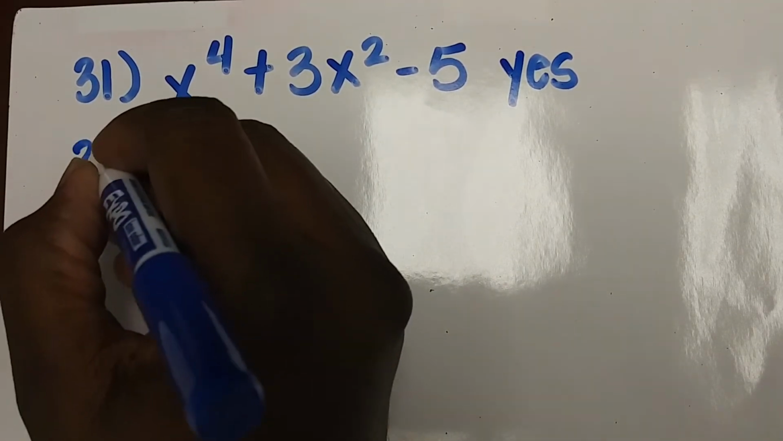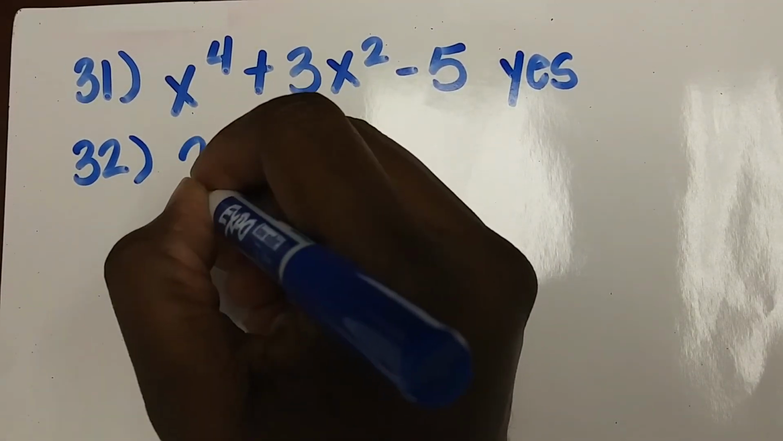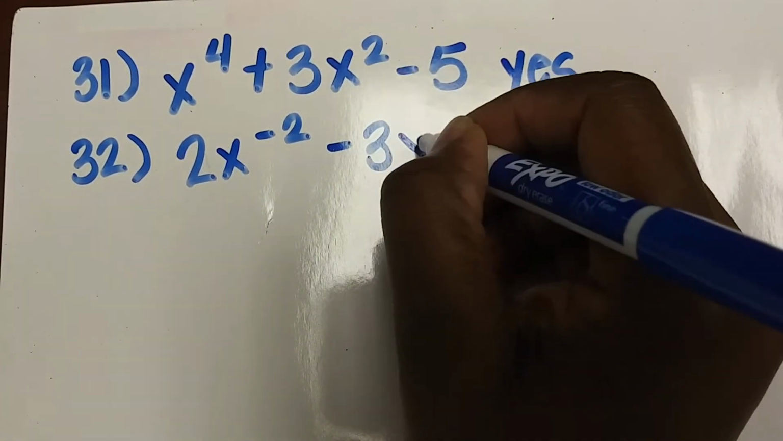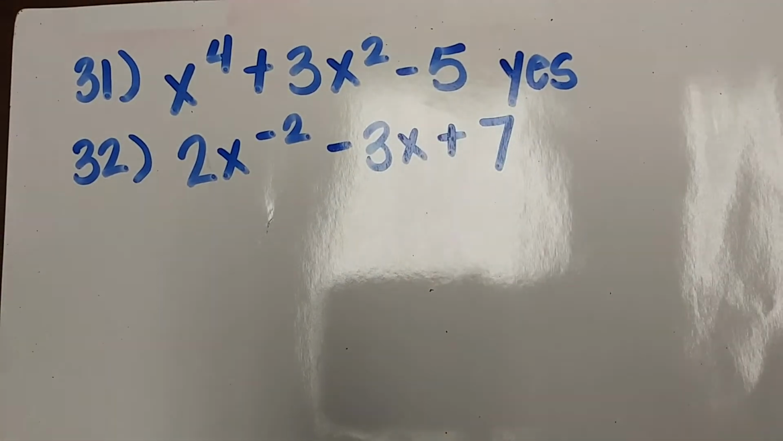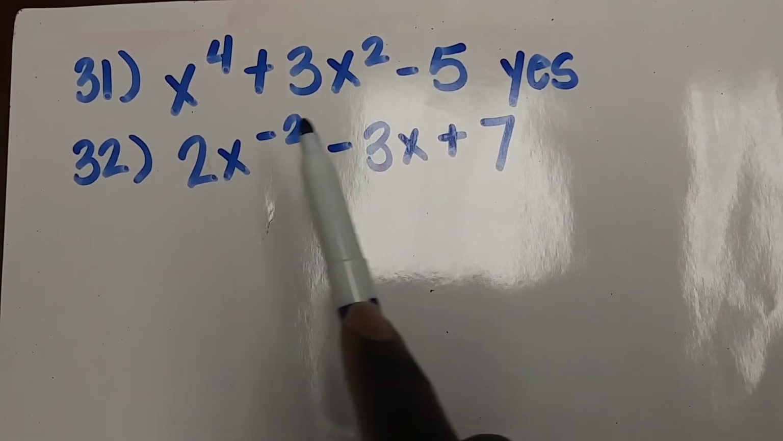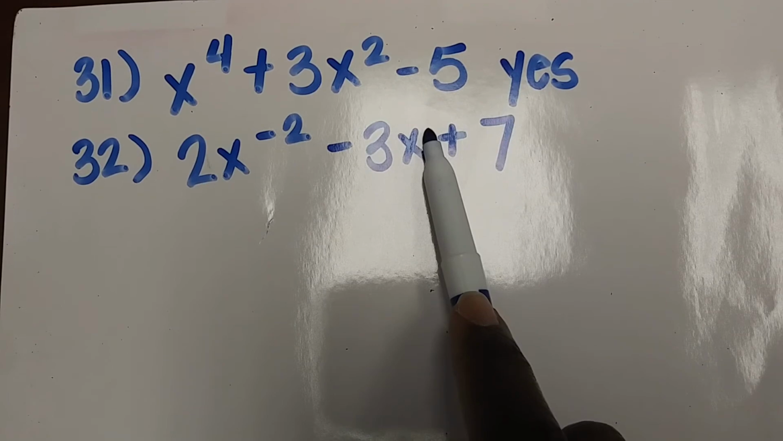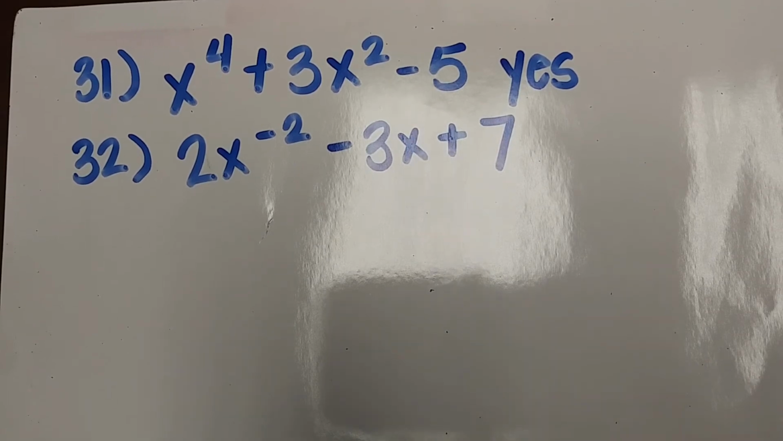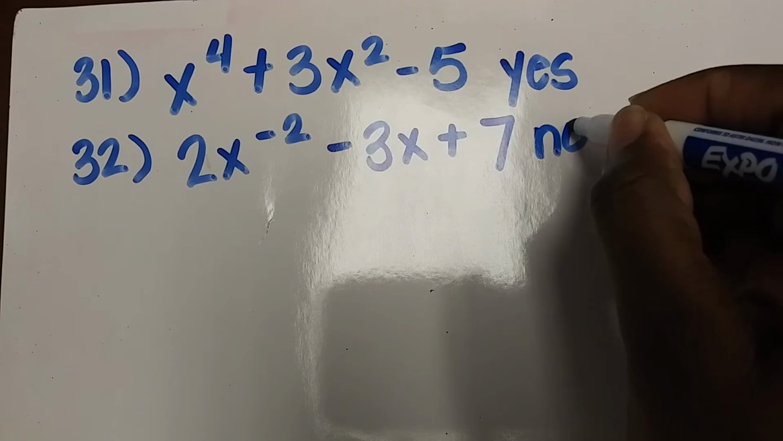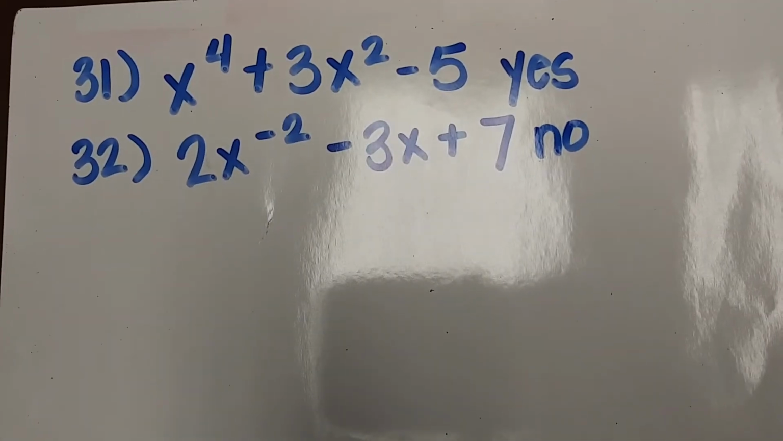Number 32, 2x to the negative 2 power minus 3x plus 7. Look at your exponents. I have an exponent of negative 2 and an exponent understood to be positive 1. Because the negative 2 is not a positive whole number exponent, it is not a polynomial. So it is a no. It is not a polynomial because the 2 is negative.